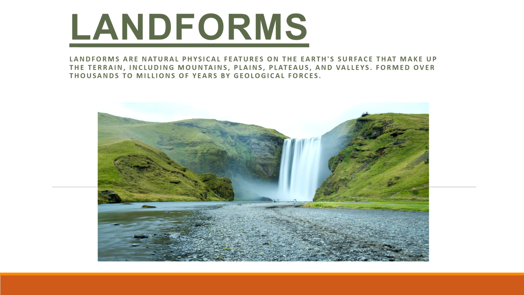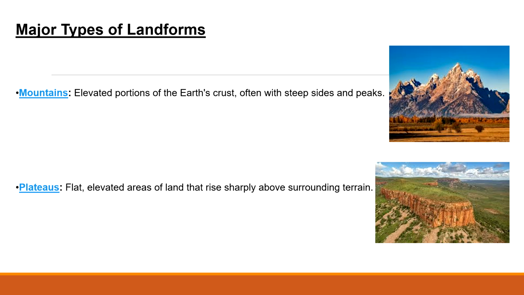So let's move on. Friends, talking about the major types of landforms. Firstly, mountains. What are mountains? You can see here in the picture that they are elevated portions of the Earth's crust, often with steep sides and peaks. Mountains are large natural landforms that rise significantly above their surroundings, typically having steep slopes, a confined summit area, and considered higher than a hill.